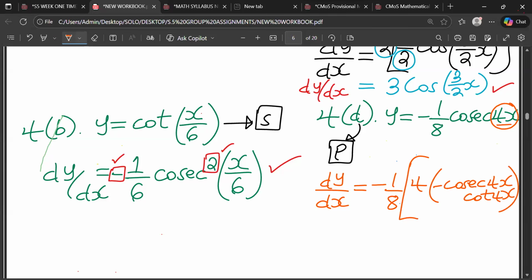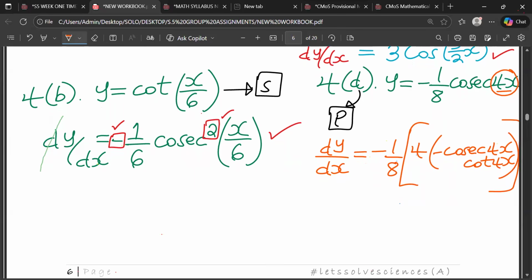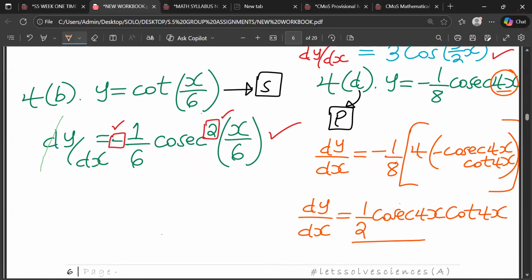Then I'll close the bracket. So yes, then here we have a negative outside and negative inside, so it becomes positive. Also the 8 will be reduced by a 4 to 2. So we shall have a half cosec 4x cot 4x. Yeah, that's it. Okay.